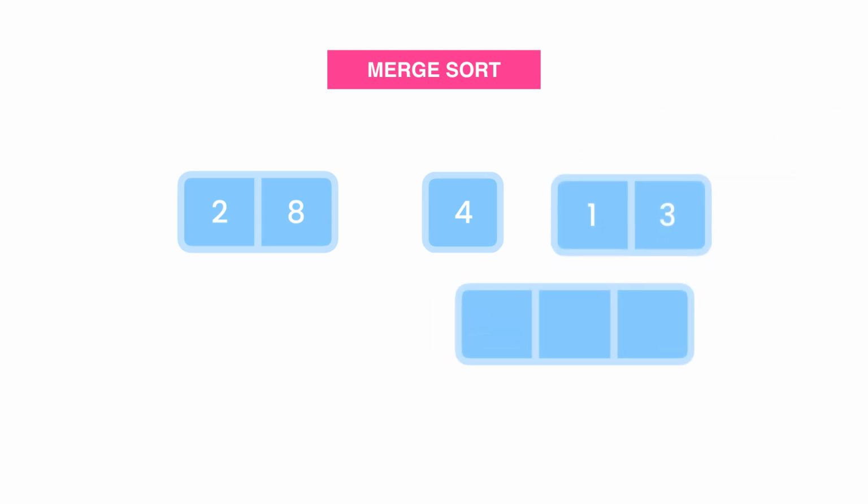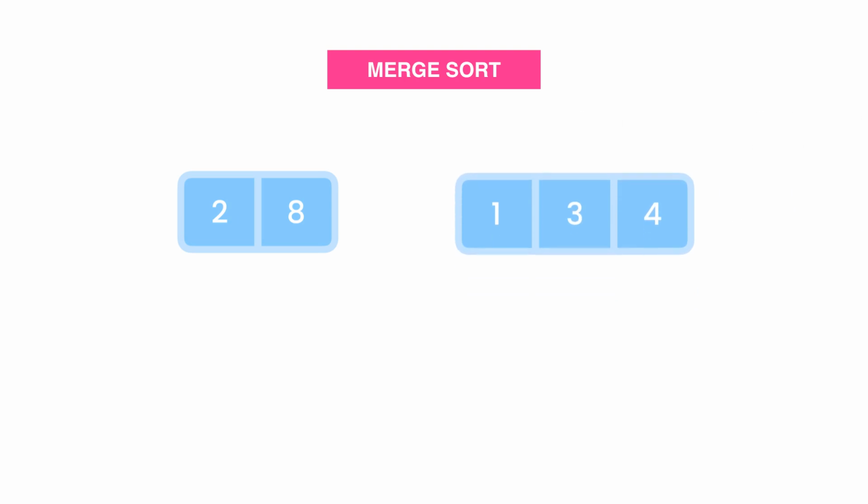Next, we merge the array that contains 4 with this other array. We read the first item from both arrays. Between 1 and 4, we pick 1 because it's smaller. Now we advance our pointer and read the second item of the right array. 3 is smaller than 4, so we pick that next. We have read all the items in the right subarray, so now we add all the items from the left array, in this case, 4.